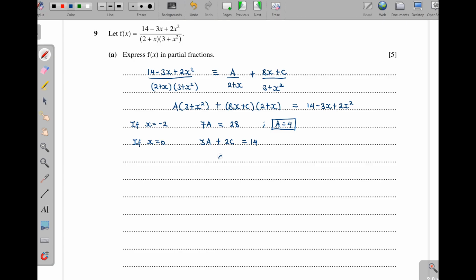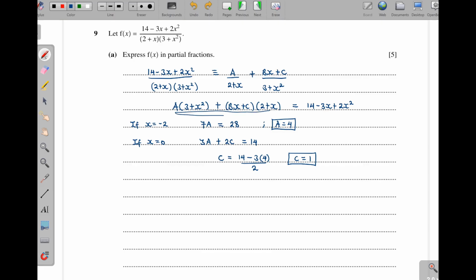So what will be our c? Our c will be equal to 14 minus 3a. So 3 times the a, which is 4. Now this is 14 minus 12. You are getting 2. Then divide by 2. That means c will be equal to what? 1. Is that clear? Then next, we are supposed to find the value of b.